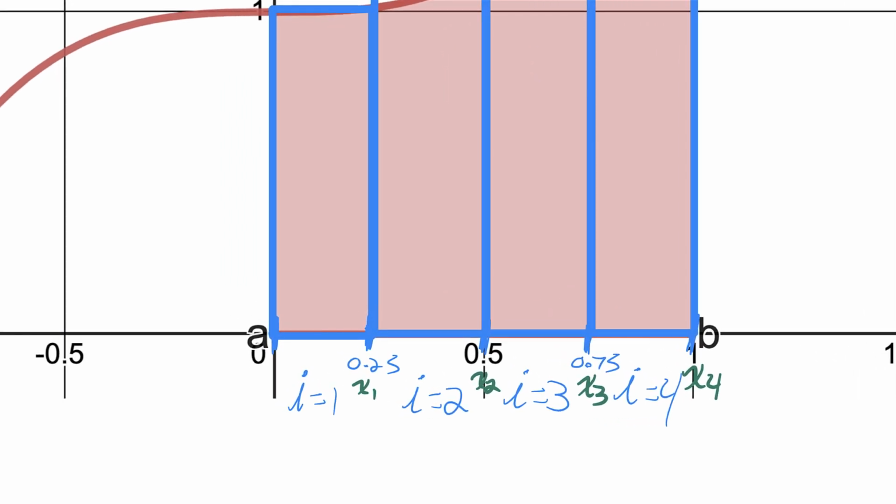Because notice, to calculate what x1 is equal to, we just go to our a value and add delta x one time, right? Delta x in this question was 0.25, so I had 0.25 once. If I wanted to calculate my second x value, I would add delta x to a once, twice. Add delta x and another delta x, and that gets me to x sub 2. And hopefully you can see how this works, right? If I want x sub 4, how many times do I add delta x to a? I add it i times. I add it 4 times.